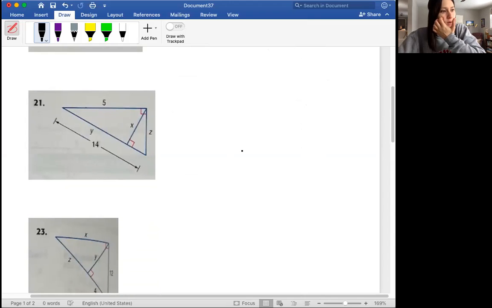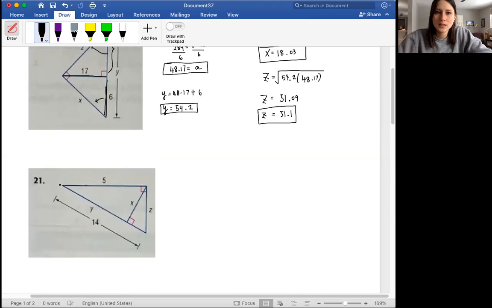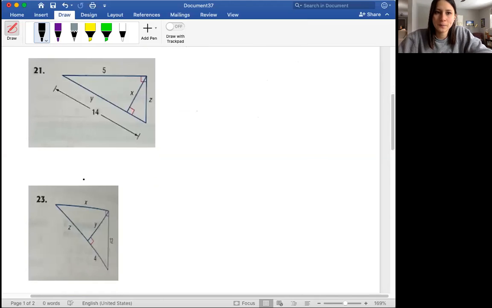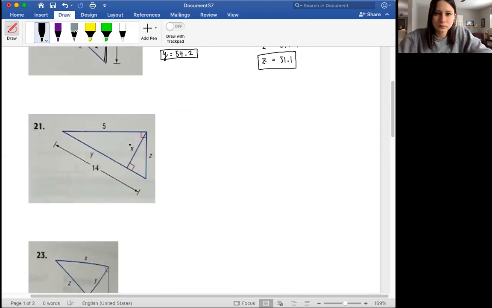Let's take a look at 21. I think I'm going to do 21 with you and then leave you hanging with 23 and see if you can figure it out using the examples I did up here. Okay, so 21. Let's take a look at what information we have.